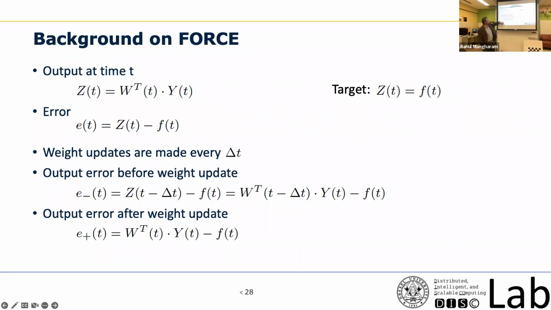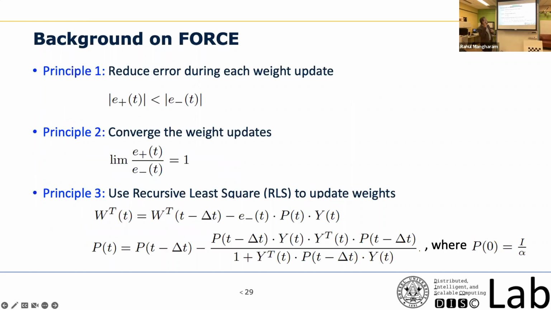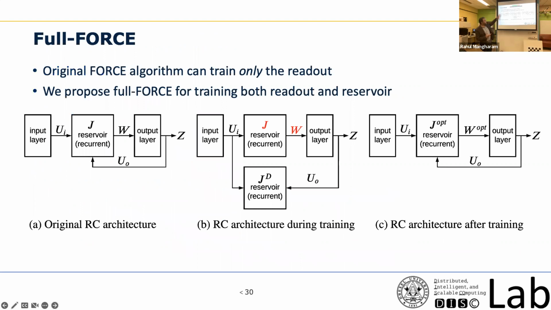So what you do is you calculate the error before the weight update, and then the error after the weight update. And finally, you have three principles. You reduce the weight error during each weight update, you converge the weight updates, and you train the network using recursive least square. We started with the original network. We have a reservoir architecture where a second reservoir is introduced only during training. Once trained, you can get rid of the second reservoir, and this becomes your architecture, which is similar to this. This is a very interesting work that we did in our algorithmic explorations.